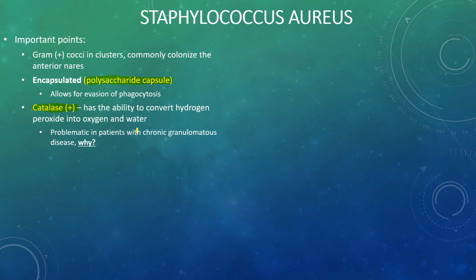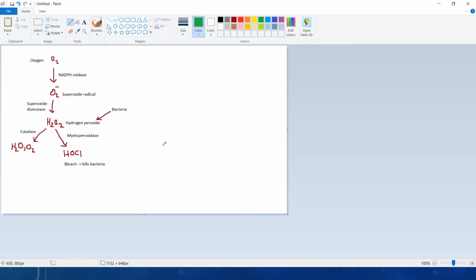So what does this mean? This is going to cause a lot of problems in patients with chronic granulomatous disease. And now we're going to find out why. So in patients with chronic granulomatous disease, we have a problem with the NADPH oxidase. So let's first talk about this pathway.